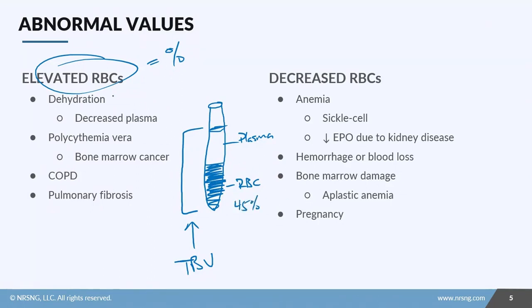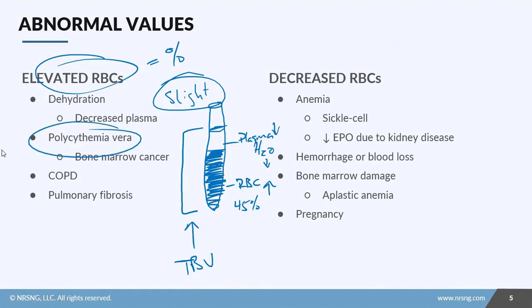So what happens when they're increased? Well, if you're dehydrated, that means that the water content is decreased in the plasma. So the plasma decreases, and your red blood cell count goes up. Now this is only going to be a slight increase. It's not a real high increase. It's just a slight increase.